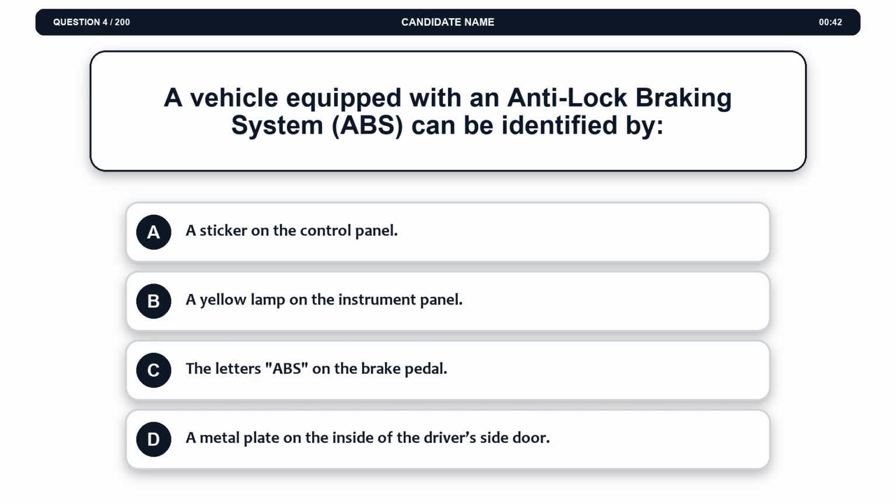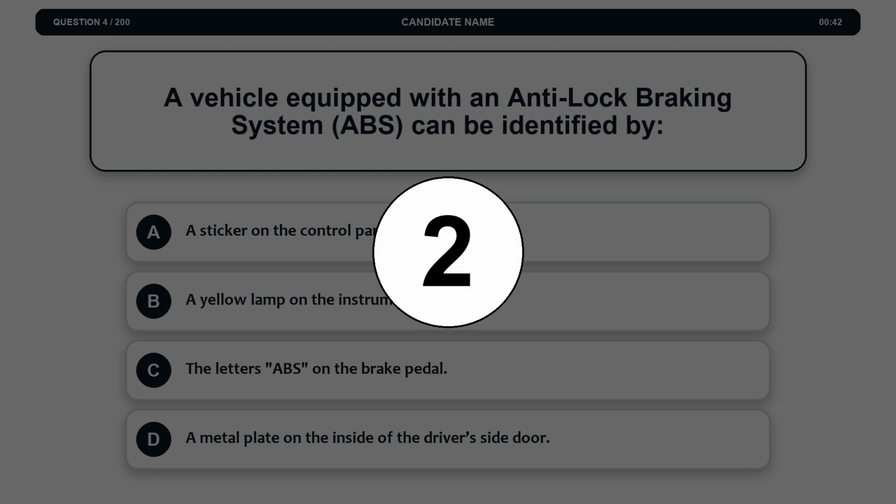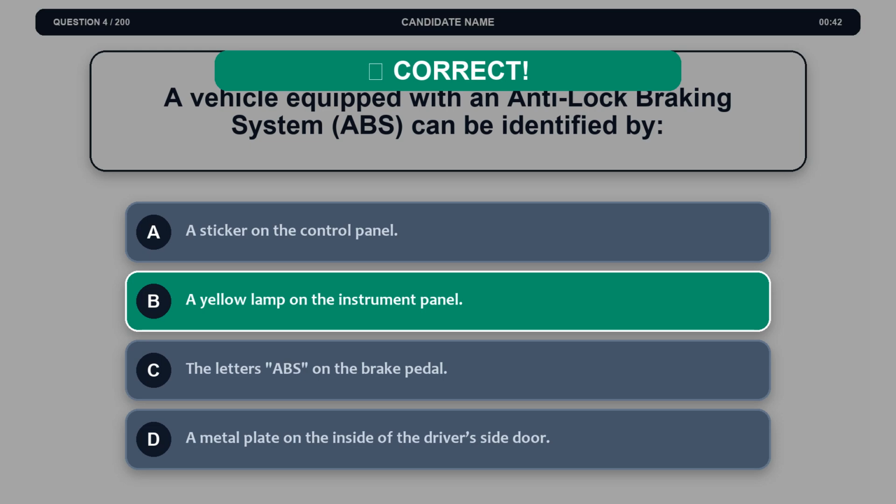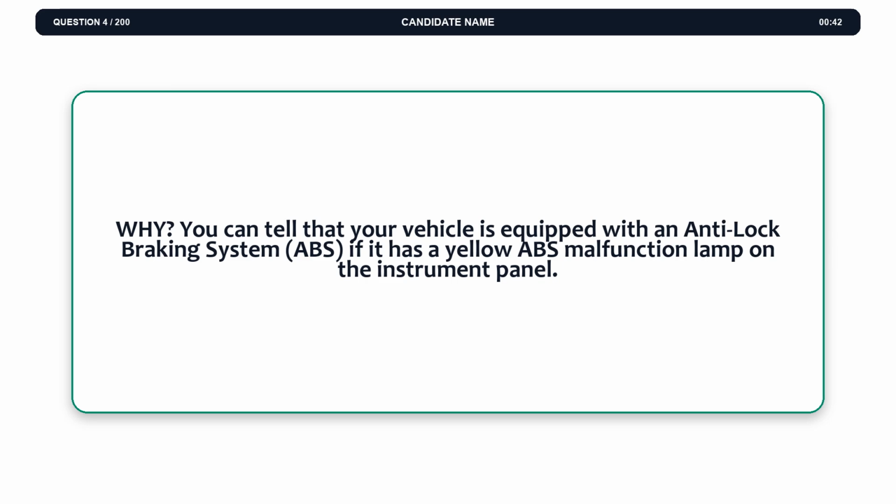Question 4. A vehicle equipped with an anti-lock braking system, ABS, can be identified by Option A, a sticker on the control panel. Option B, a yellow lamp on the instrument panel. Option C, the letters ABS on the brake pedal. Option D, a metal plate on the inside of the driver's side door. The correct answer is option B, a yellow lamp on the instrument panel. Explanation. You can tell that your vehicle is equipped with an anti-lock braking system, ABS, if it has a yellow ABS malfunction lamp on the instrument panel.